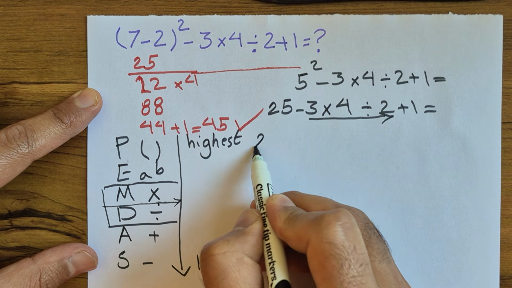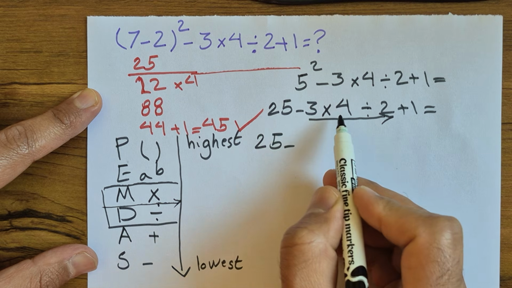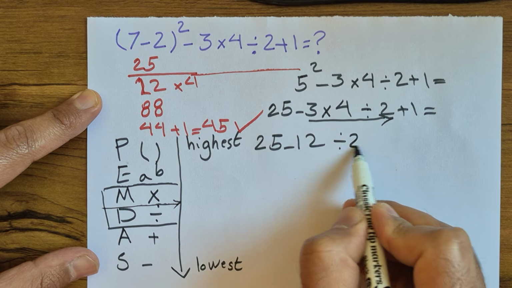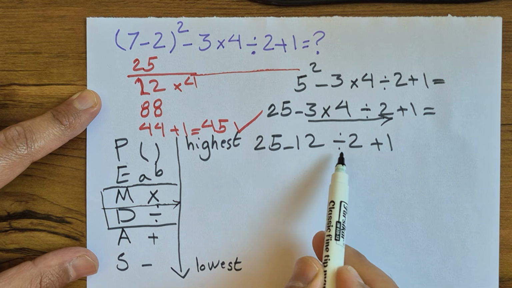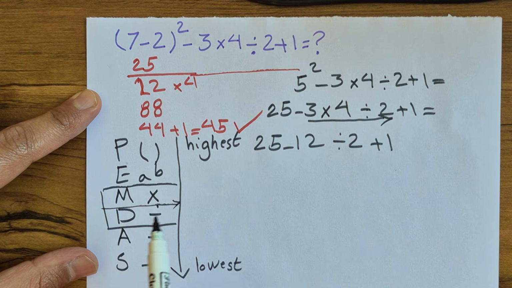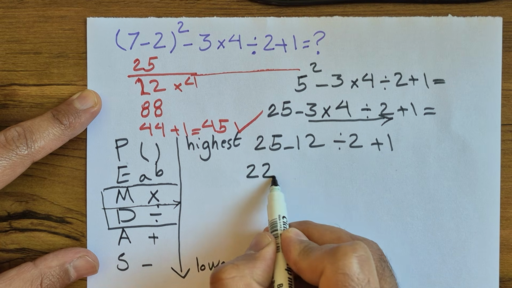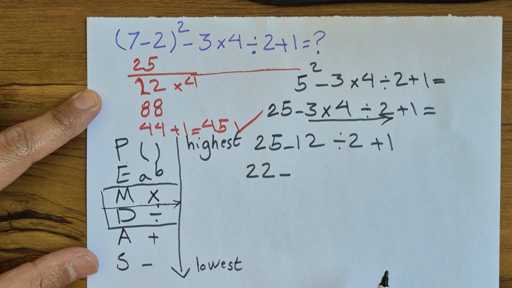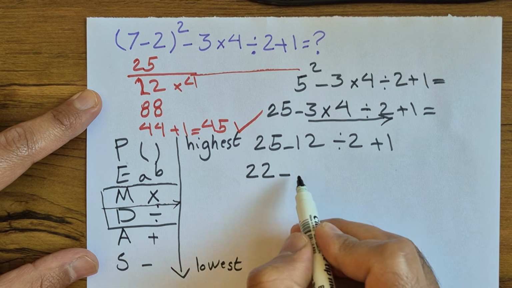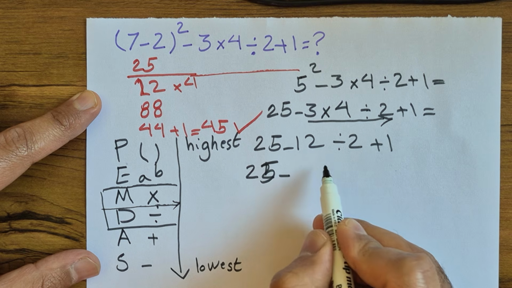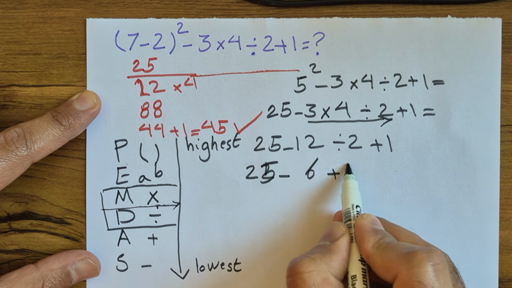So again, 25 minus 3 times 4 is 12, divided by 2 plus 1. We have another higher priority operation, we have division. 25 minus 12 divided by 2 is 6, and plus 1.